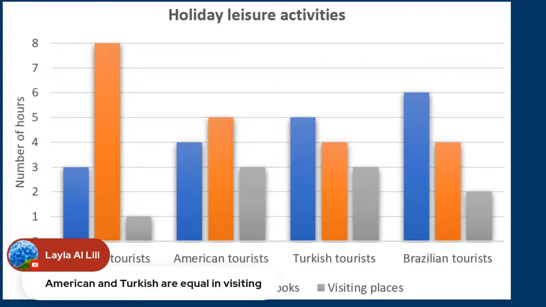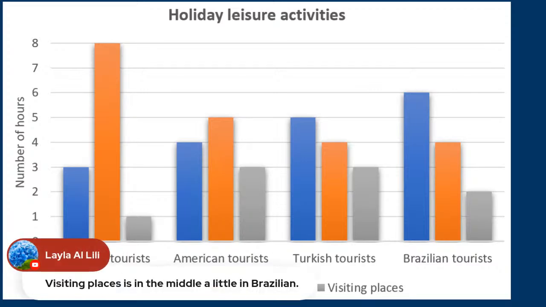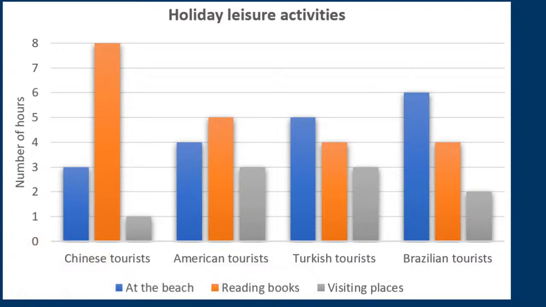American and Turkish are equal in visiting. Okay. Again, we don't want to speculate why. All right. Visiting places is in the middle, a little in Brazil. Okay. So, yeah, we don't want to go into every part of this.